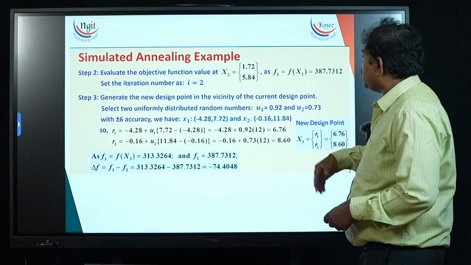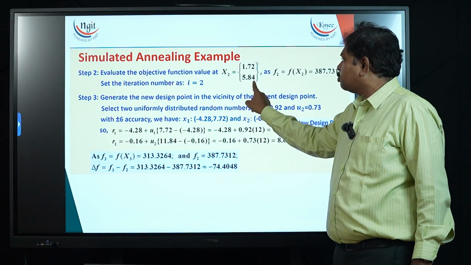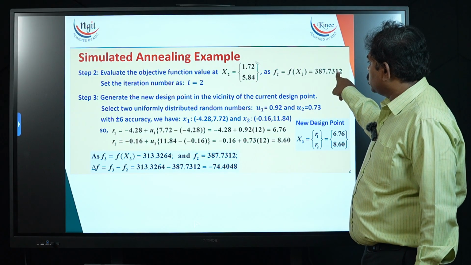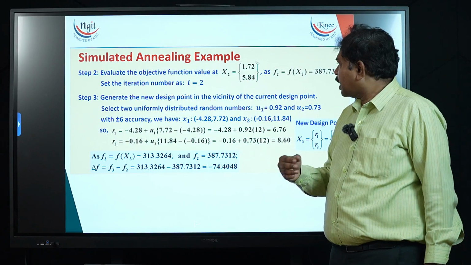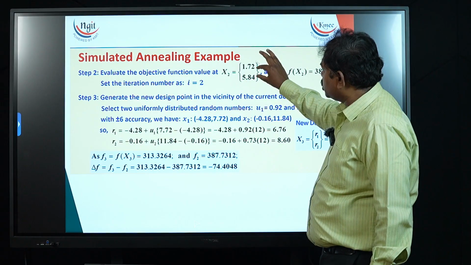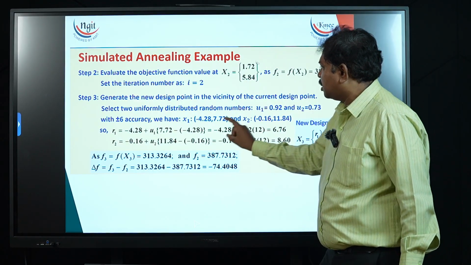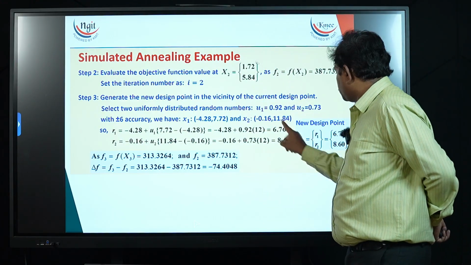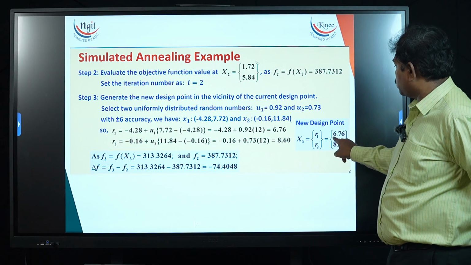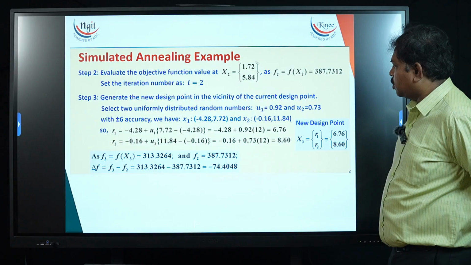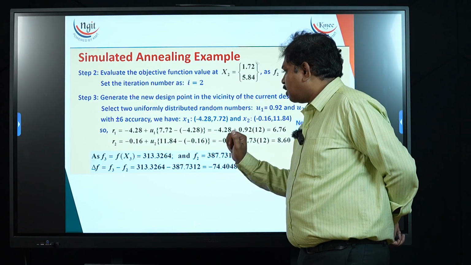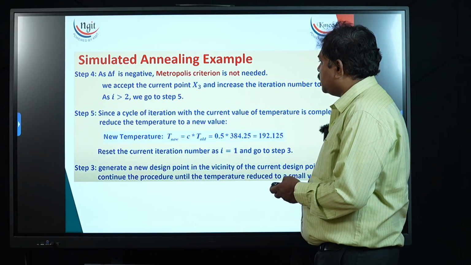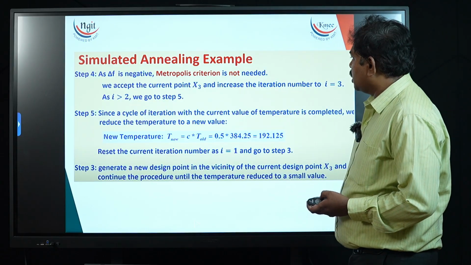So again we reapply 1.72 and 5.84 as inputs to my function, and I get a new output as 387. Then again the cooling down phase: again I reduce some values of these two by taking some random values and checking against the range. Again I change 1.72 and 5.84 and I get new nearest values 6.76 and 8.60. This time I got minus 74 as the difference between the outputs. When the value is negative, you are automatically in a minimizing position, so it is accepted.